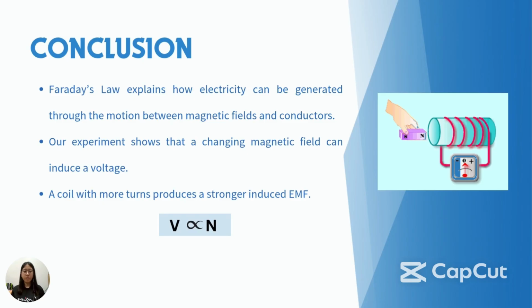In conclusion, Faraday's law explains how electricity can be generated through the motion between a magnetic field and a conductor. Our simple experiment, a stationary coil and a moving magnet, shows that the changing magnetic field can induce a voltage. And the experiment also showed that a coil with more turns produces a stronger EMF, which aligns with Faraday's law, which states that the induced EMF is directly proportional to the number of turns in the coil.